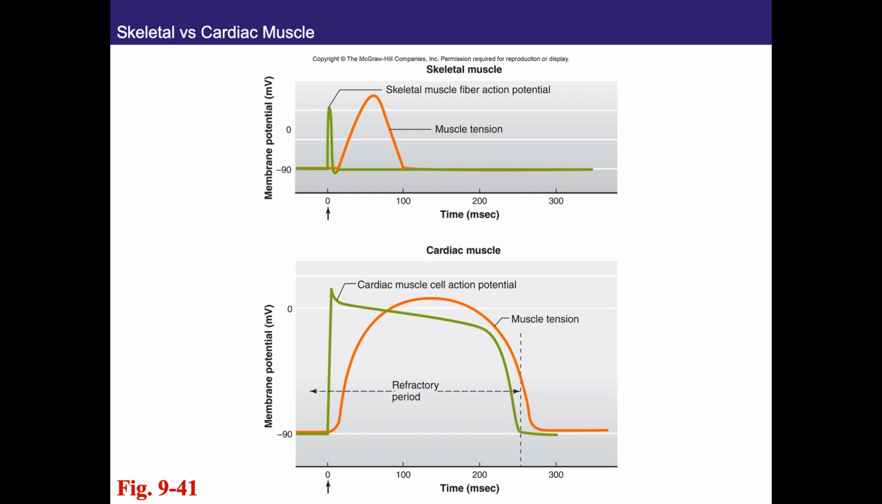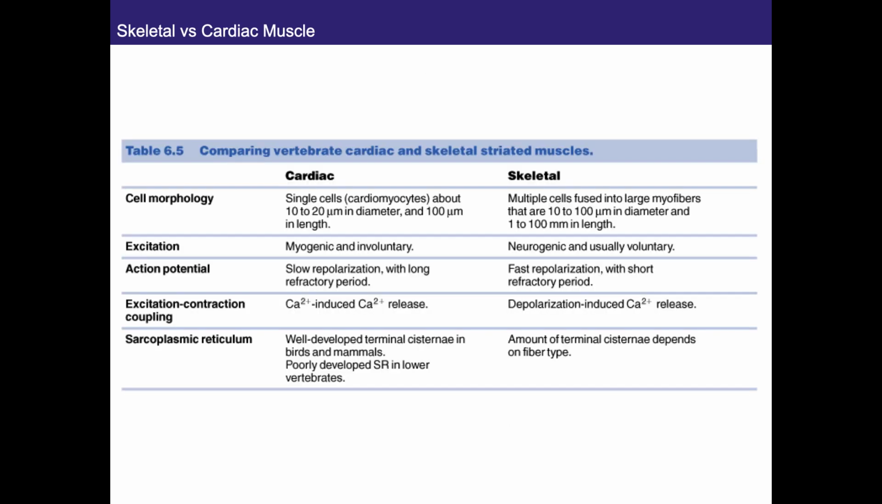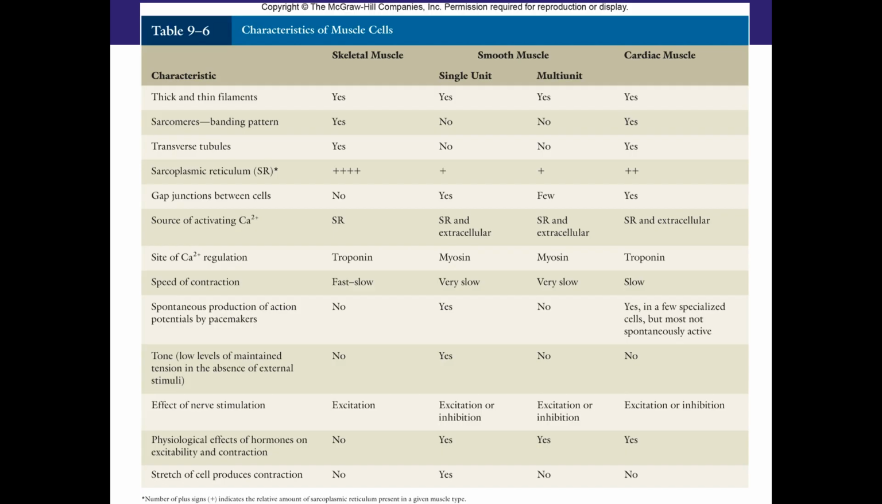So this long refractory period lasts as long as the contraction itself, preventing summation and tetanus. Very important. We'll learn that this plateau phase is actually due to a calcium influx that keeps it very depolarized so that it doesn't repolarize too soon, allowing for summation and tetanus. If you need some text, this is a really good chart that's giving you some idea of the difference between cardiac and skeletal muscle. And this is an overview of the differences between skeletal muscle, smooth muscle, single unit and multi-unit, and cardiac muscle.